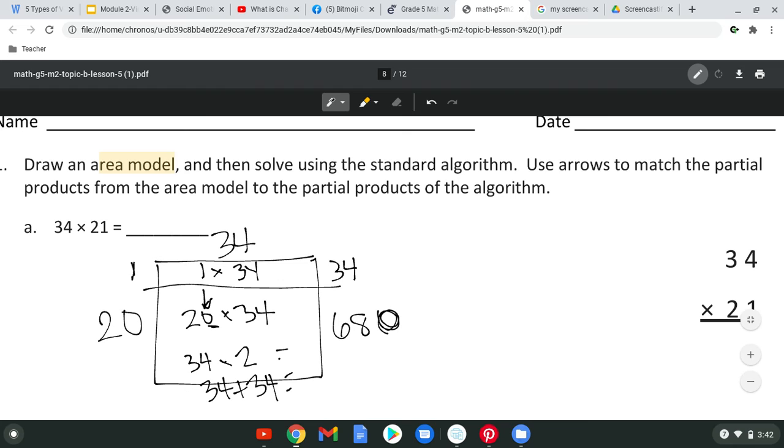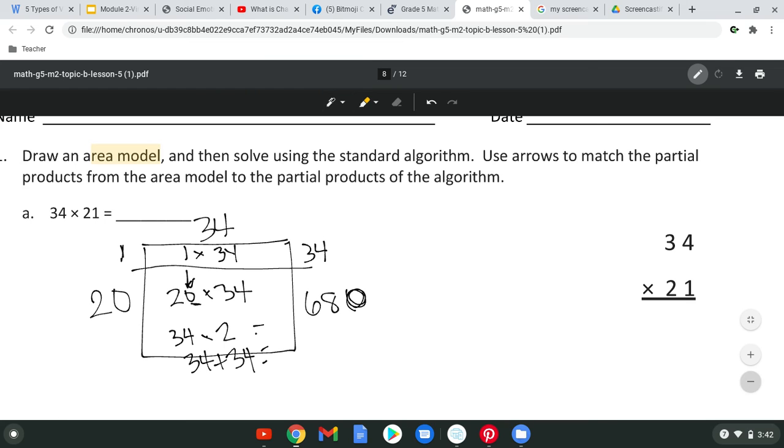Okay, and then it wants you to think, okay, so here is our, let me zoom out a little. Okay, there we go. All right, so it's wanting us to think here, like, oh, with the standard algorithm, we're over here now. So here's the standard algorithm. Okay, so it says then solve using the standard algorithm. So that's our next step. Okay, so let's do this.